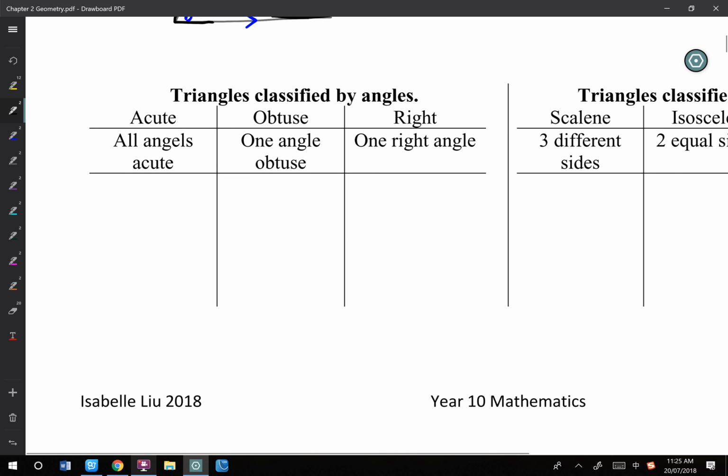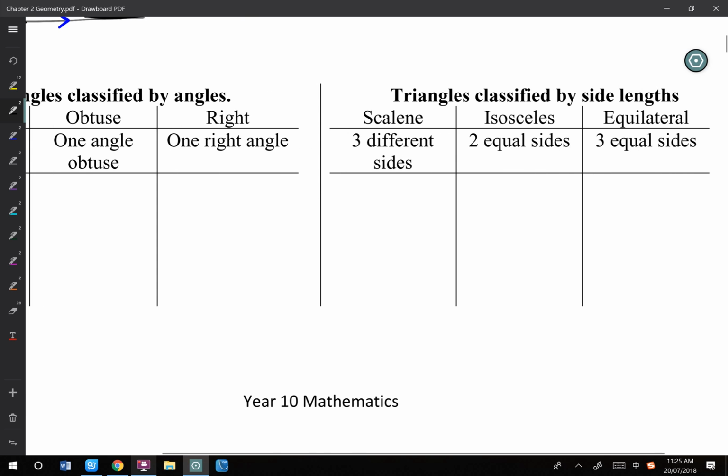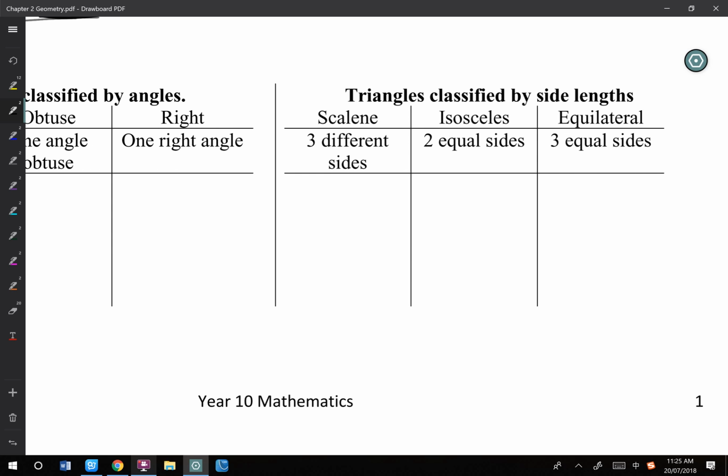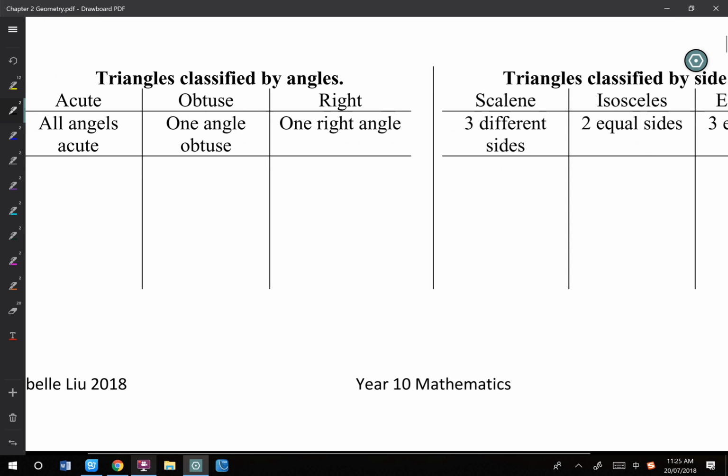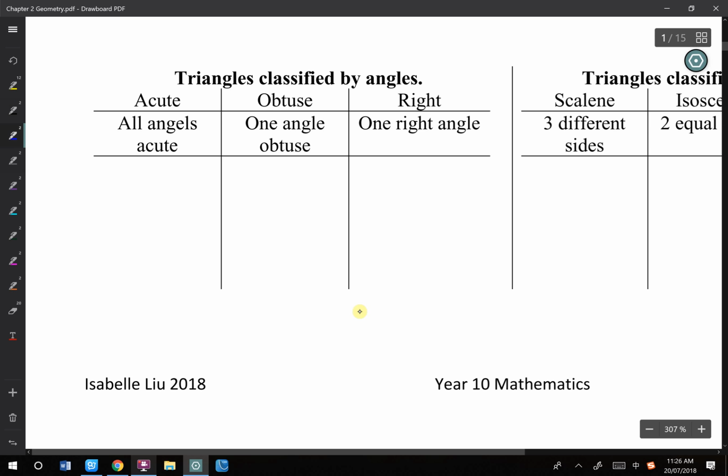Okay, next, triangles. How can we classify triangles? We can classify triangles by two things: the first by angles, and the second by lengths. Classified by angles, we have acute, obtuse, and right angle. A right angle triangle has one angle of 90 degrees. This is a right angle triangle.